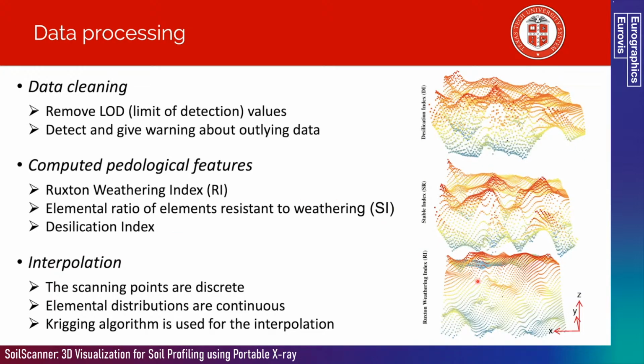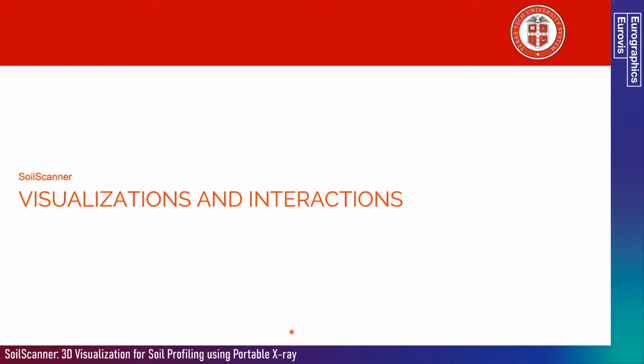On the right, you can see the distributions of these indexes and elemental ratios that are computed and added to support the pedological analysis. Furthermore, while the scanning points, as discussed above, are discrete, the elemental distributions are supposed to be continuous. Therefore, we use the kriging algorithm to do the interpolation and display the data in a continuous manner. Visualizations and interactions.